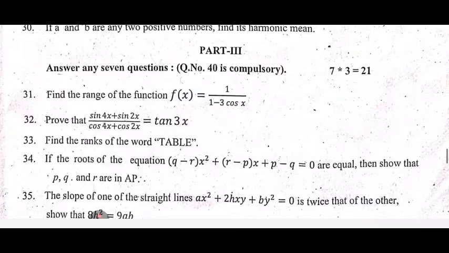Part 3, answer any 7, question number 40 is compulsory. So 3 marks each, attend 7, total 21 marks. 31, find the range of the function f of x is equal to 1 divided by 1 minus 3 cos x.